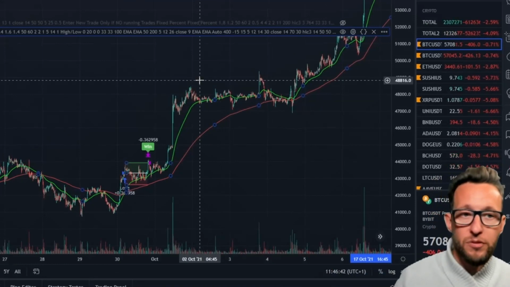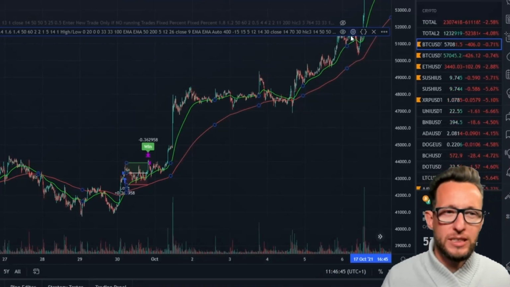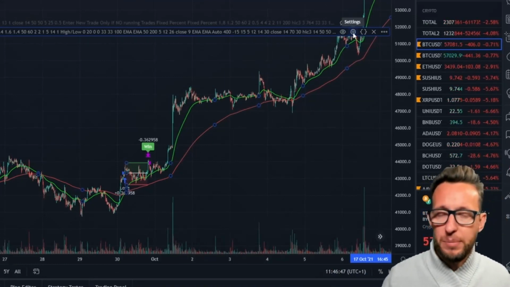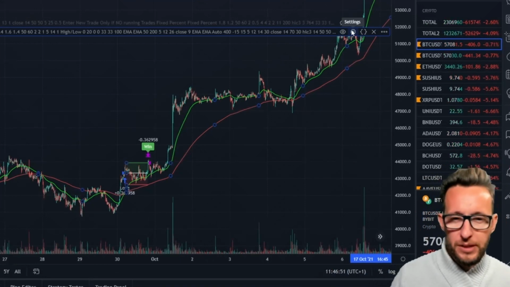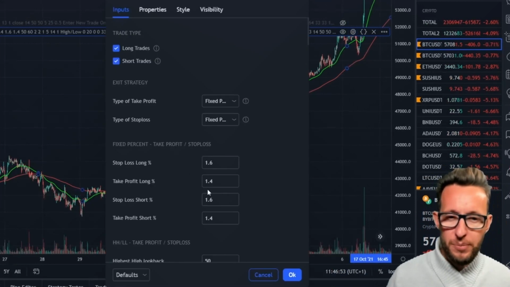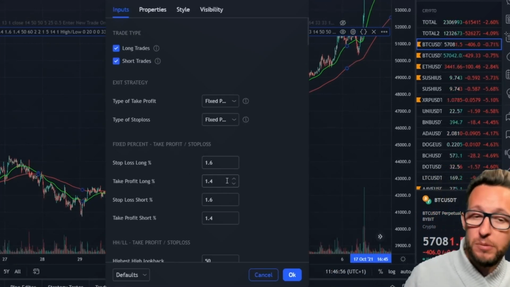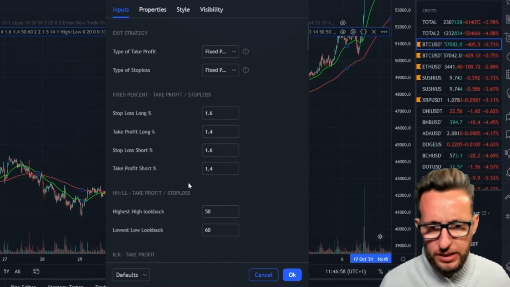Right, here we are back at the computer. I'm just going to very quickly go through the settings. I do have a couple of videos on my Patreon page about the settings. There's also something called an optimizer bot, which helps you to find the perfect stop loss and take profit, which will be launched Friday this week.